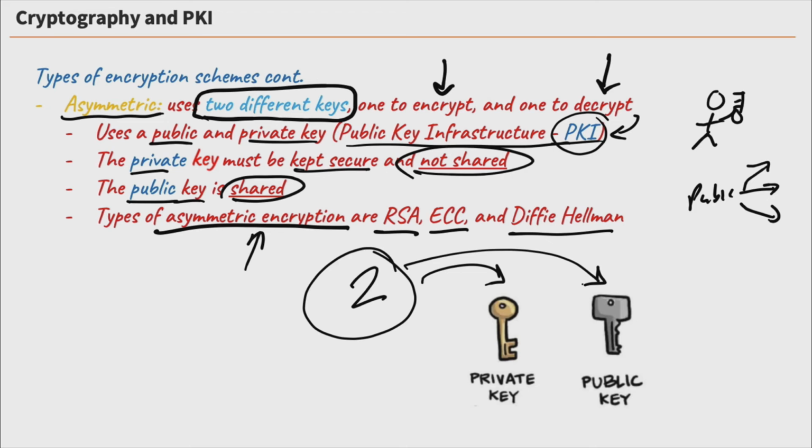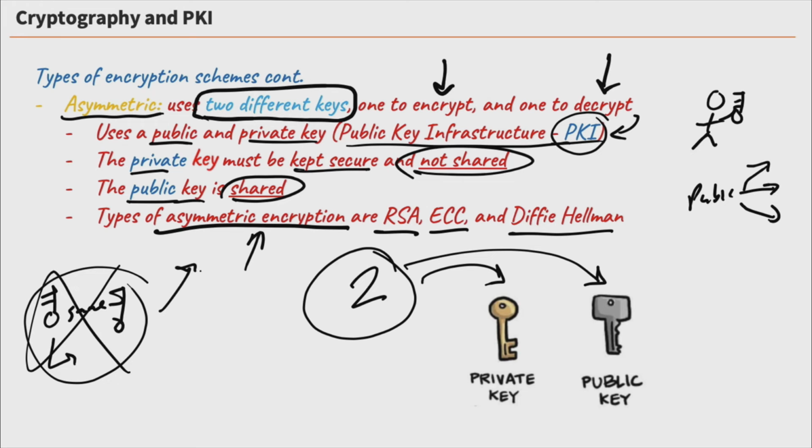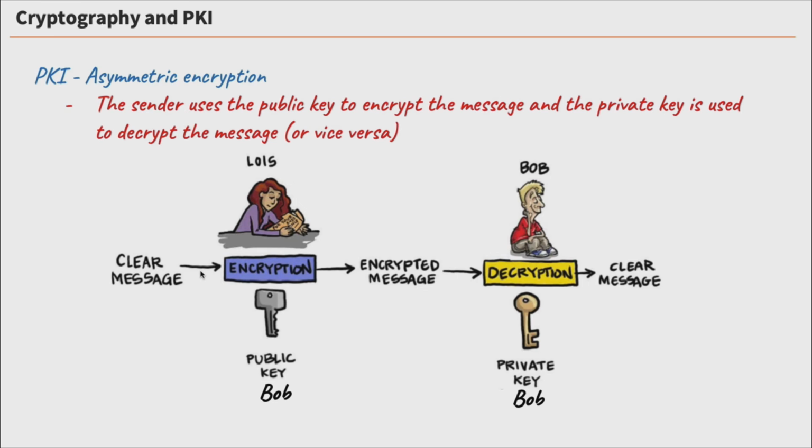Now, how exactly are these used? Because I get it. When we use symmetric encryption, we use the same key, right, to encrypt and to decrypt, same key. But here we are using two different keys. So which key do I use to encrypt? Which key do I use to decrypt? How does this work? Great question. Let's answer that. Here we go. Asymmetric encryption using PKI. How does this work? Well, it really works in two ways.